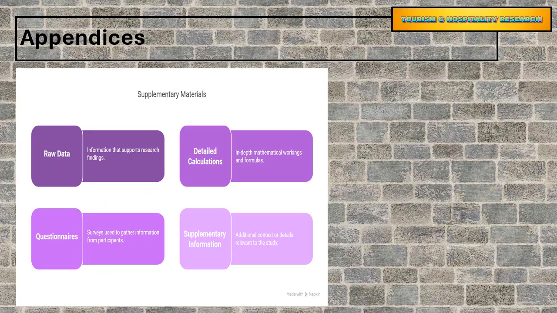The last section is known as appendices, which is generally asked for in a dissertation or a project report. But sometimes the journals do ask for the questionnaire, the supporting documents such as raw data, detailed calculations, the pictures of the survey, or any kind of supplementary information which proves that you actually conducted the study. So that is why you need to maintain these raw data sources, detailed calculations, questionnaires, and supplementary information.